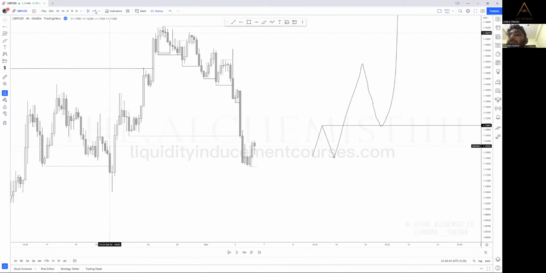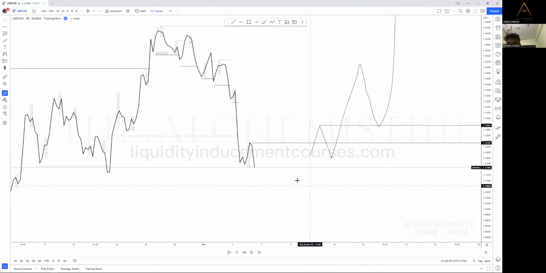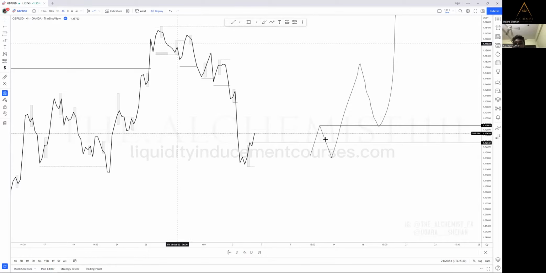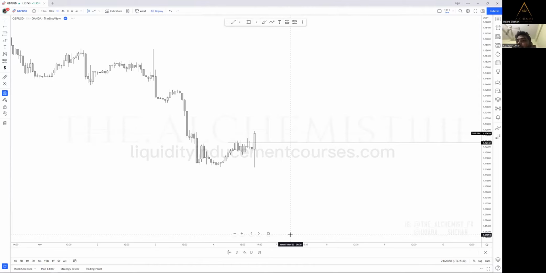What is this now? A resistance, right? This will be a resistance. What happens now? It's broken. Not yet. There it goes. It's broken. Can you see that? A resistance is broken. Then what will it do? It will act as a support, right?